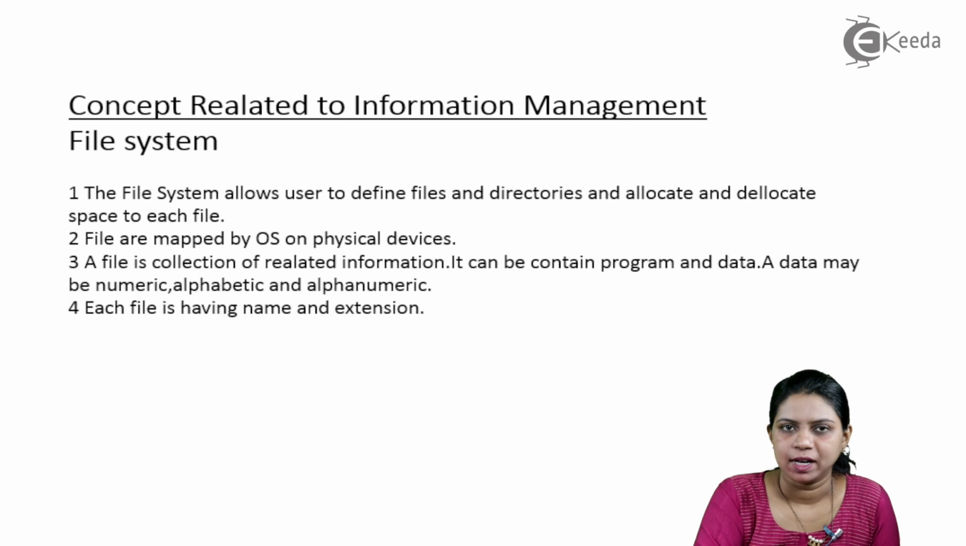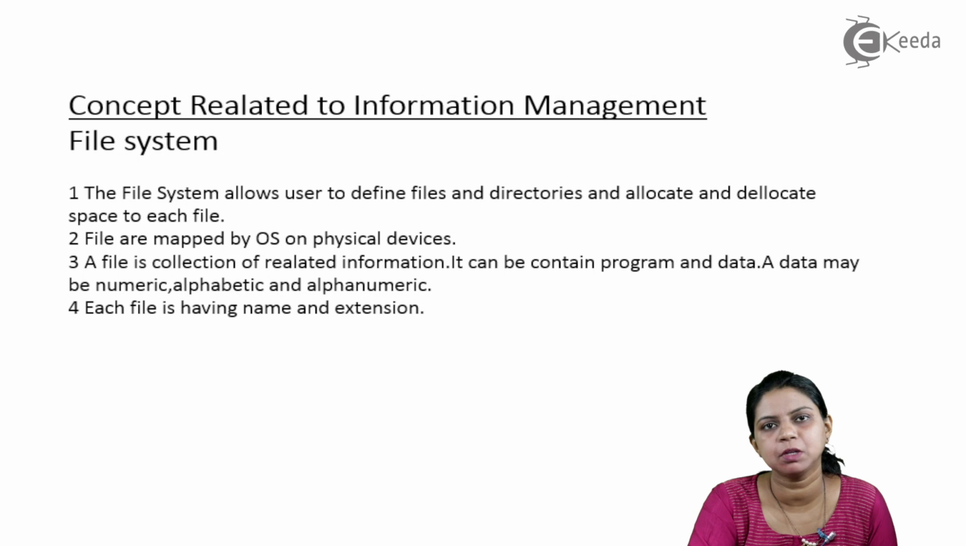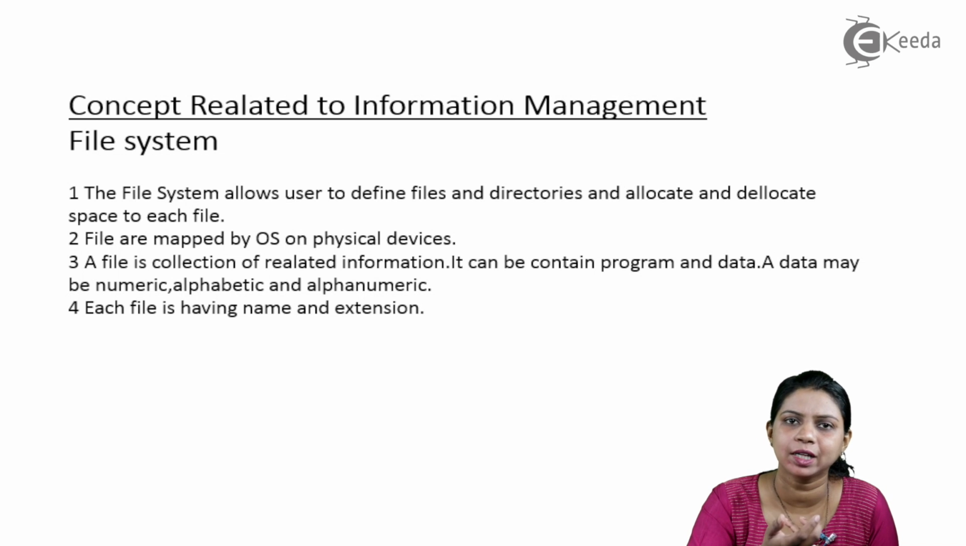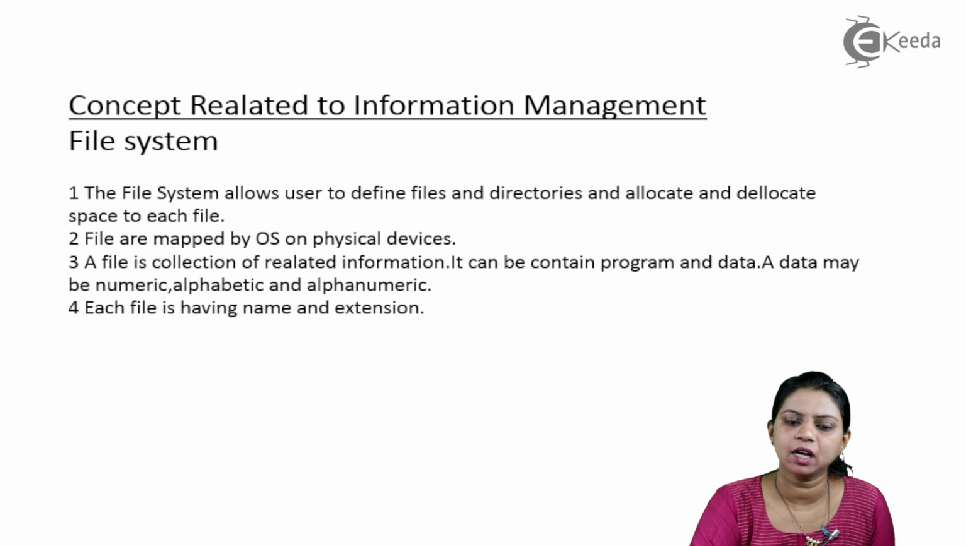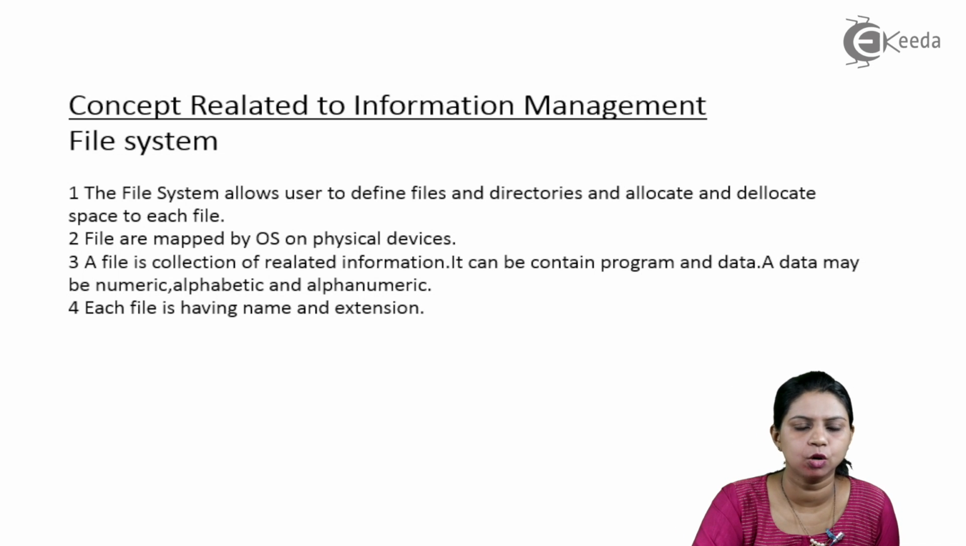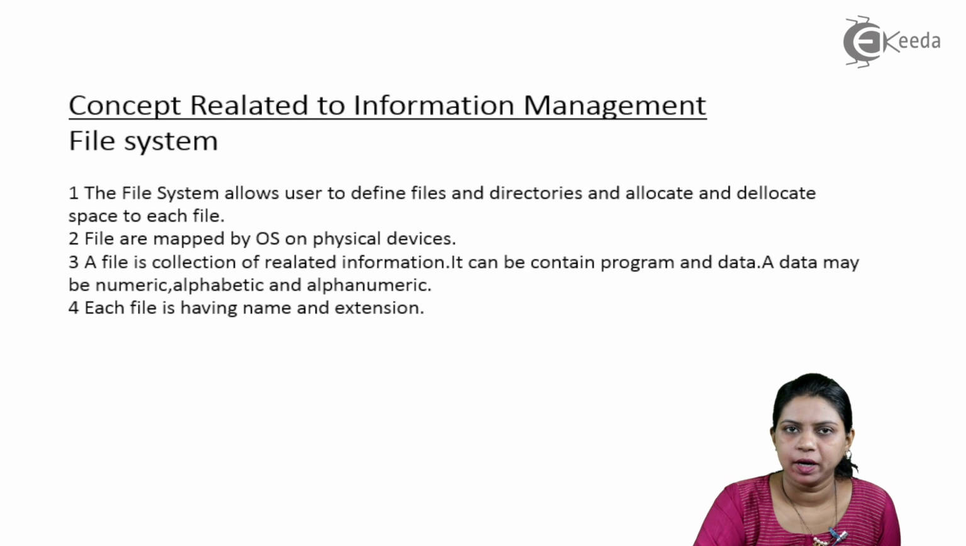Number one is the file system. Now what is a file? As I said, a file is a collection of information, and that information can be numeric, alphabetic, or alphanumeric. The file system allows the user to define files or create directories, and to allocate and deallocate space to each file. Files are mapped by the operating system onto physical devices.